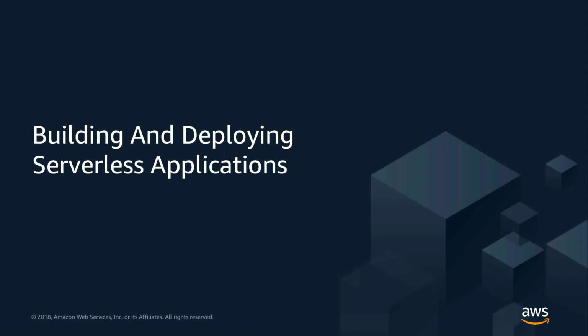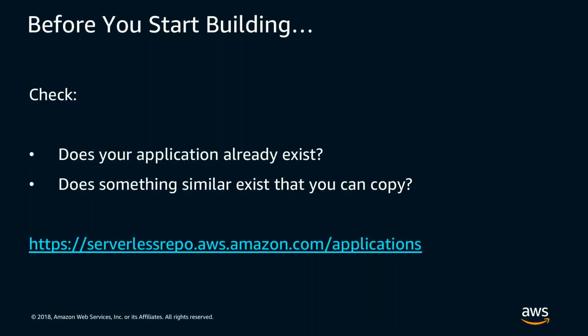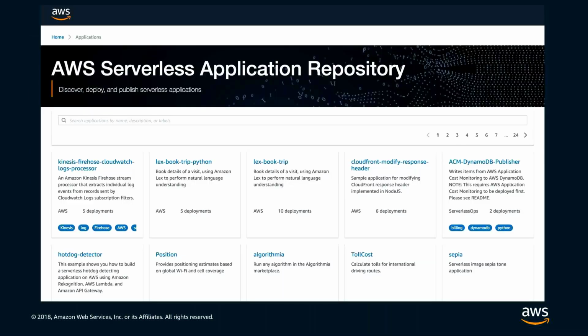So let's have a look at building and deploying serverless applications. One of the first things we would say before you start building anything is, does your application already exist? And not only that, does something similar to your application exist that you could copy? So the first place to start is to go and have a look at the Serverless Application Repository and do a search. There is a search bar in there. Type in what you're looking for and see if you can find an application that does something similar or the same.